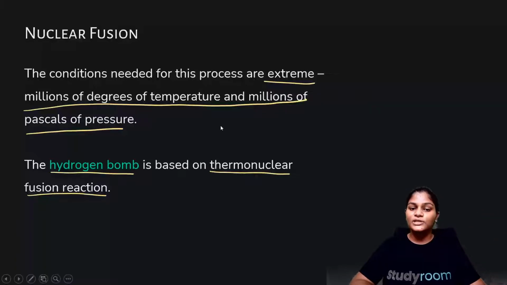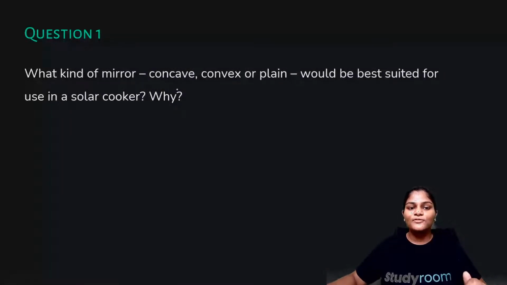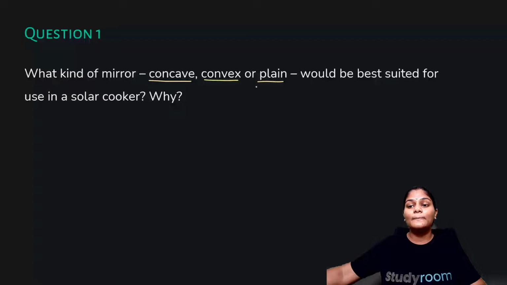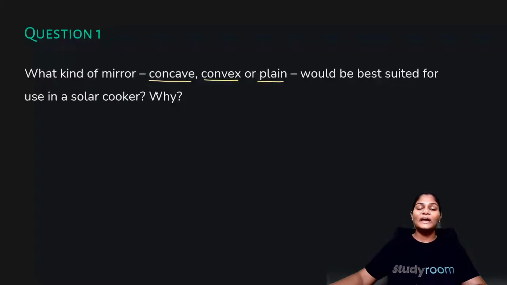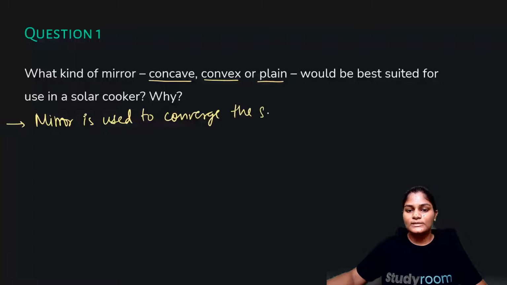Now, what kind of mirror? The first question here is, what kind of mirror, concave, convex or plane, would be best suited in a solar cooker and why? If you remember when we were studying the solar cooker, there was this line that a mirror is used to converge the sun's rays. So the first question you should ask is, why is the converging important?